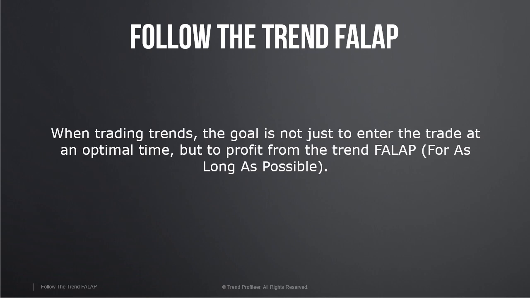When trading trends, the goal is not just to enter the trade at an optimal time, but to profit from the trend for as long as possible. Now, yes, you can set hard targets, and you can do so in Profiteer, and there's nothing wrong with that. In fact, it's a great way to be able to convert your equity into capital. But what if the trade continues in your intended direction for much longer, not just double or triple the length? Let's say the hard target was 30 pips.